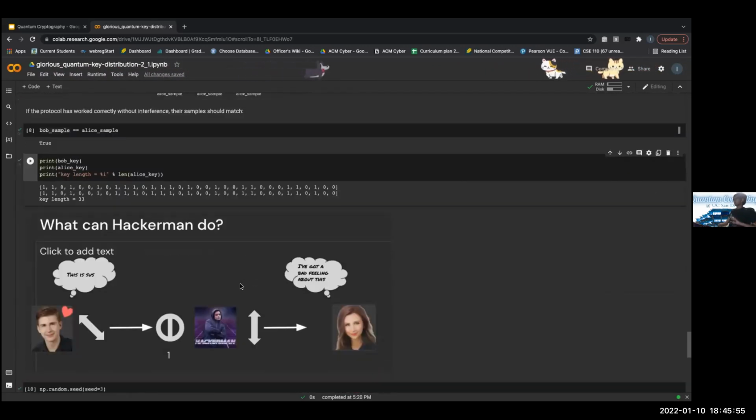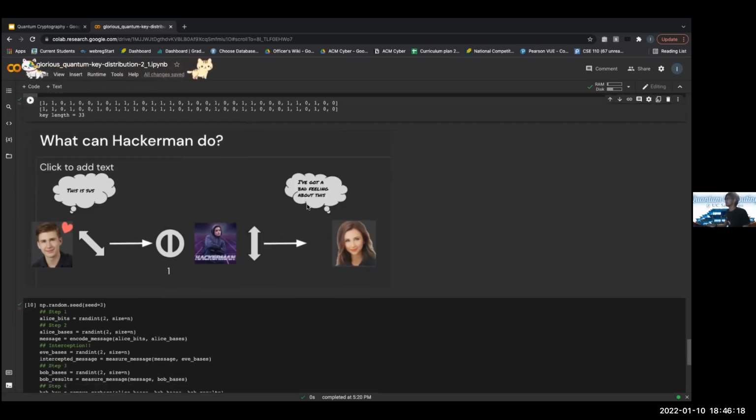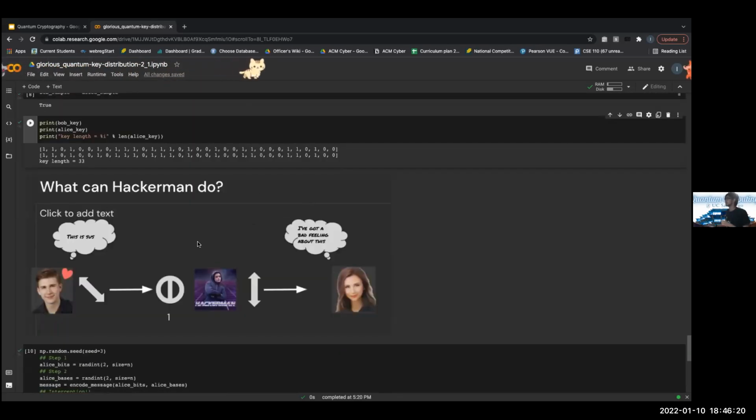And now, okay, I'm going to move on. There is a malicious party here, right? The hacker man who wants to intercept the keys. And let's assume that they can do this. Let's assume that they can intercept every single photon and also intercept the filters that Aaron used. So because this happens, what's actually going to happen?